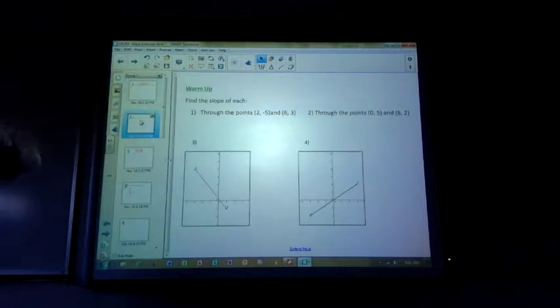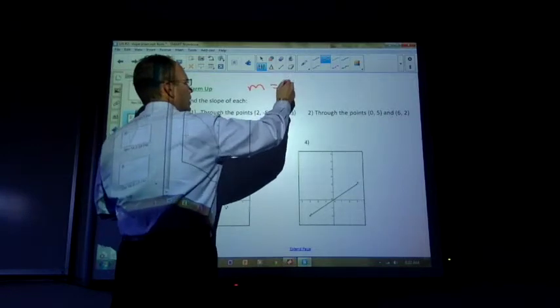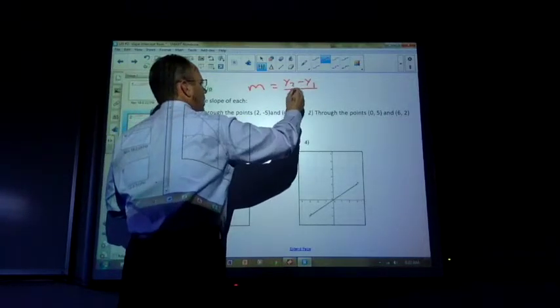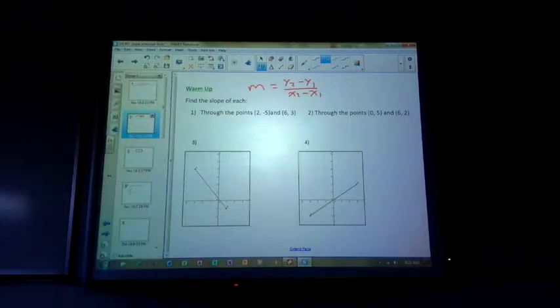Ready? All right, warm up. Find the slope of each. Okay, so we have the slope equation, and it's always the same. We talked about yesterday that the subscripts are just a way to identify the different x and different y values. Does it matter the way that you number them? Could x1, y1 come first, or could x2, y2 come first? Doesn't matter, so just pick how you're going to do it.